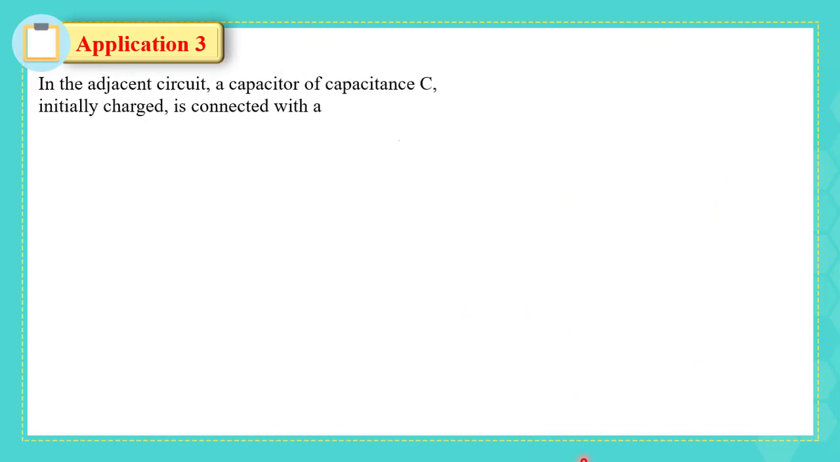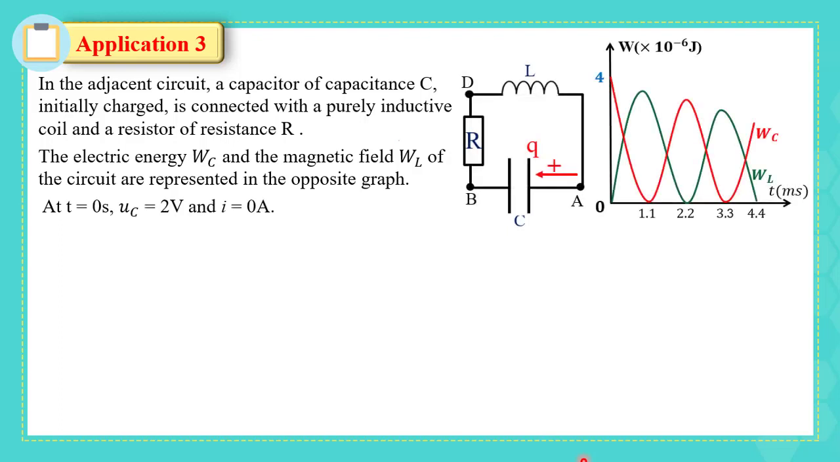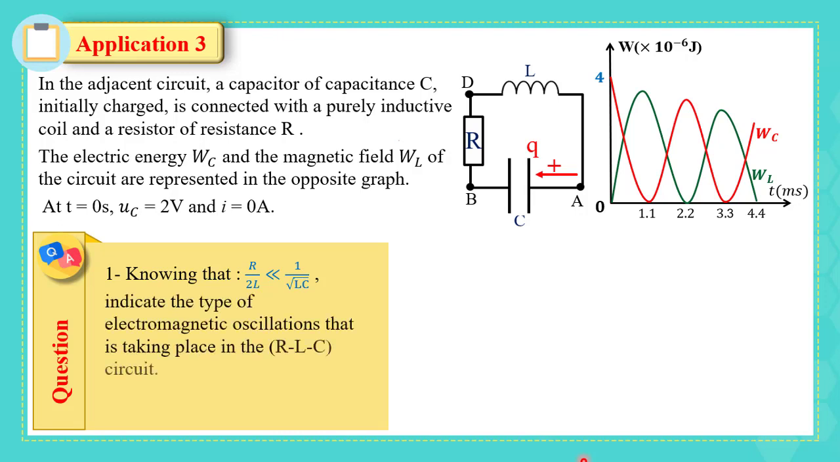Let's solve an application. In the adjacent circuit, a capacitor of capacitance C, initially charged, is connected with a purely inductive coil and a resistor of resistance R. The electric energy and the magnetic energy of the circuit are represented in the adjacent graph. At t equals 0, UC equals 2 volts and I equals 0 ampere. The first question: knowing that R over 2L is less than 1 over radical LC, indicate the type of electromagnetic oscillations that is taking place in the RLC circuit.